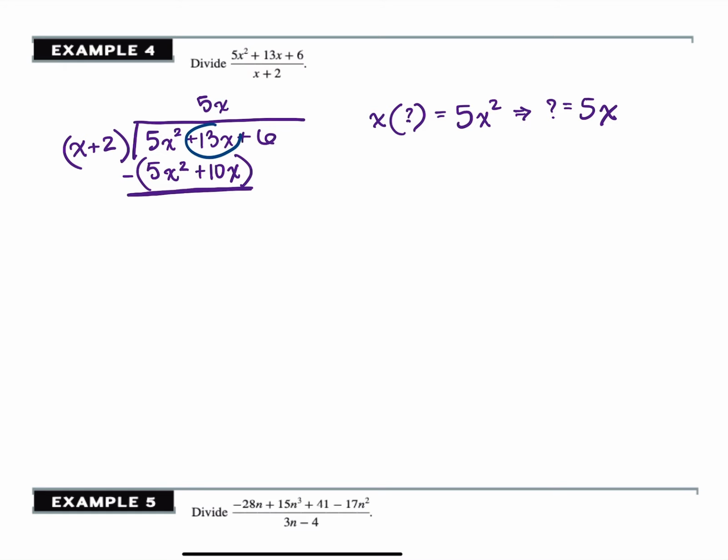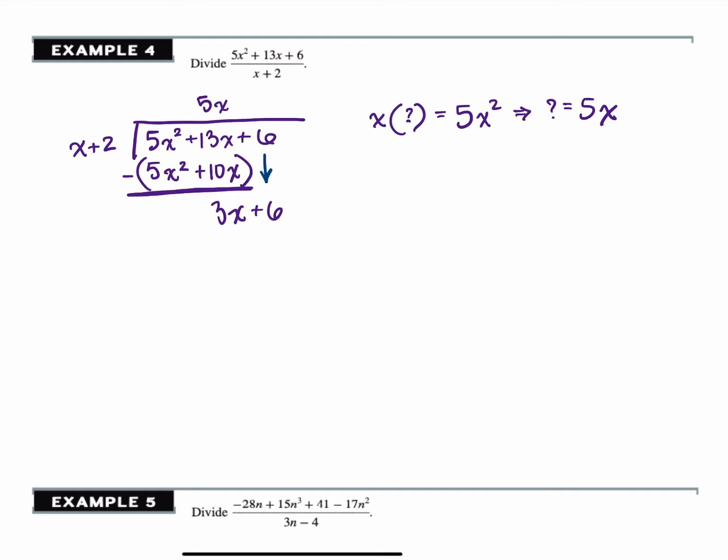Then I have 13x minus 10x. So 13 minus 10 is 3, and it should have an x attached. So I do my subtraction, then I bring down the next term. In this case, I'm bringing down this plus 6. And then the process starts over again.